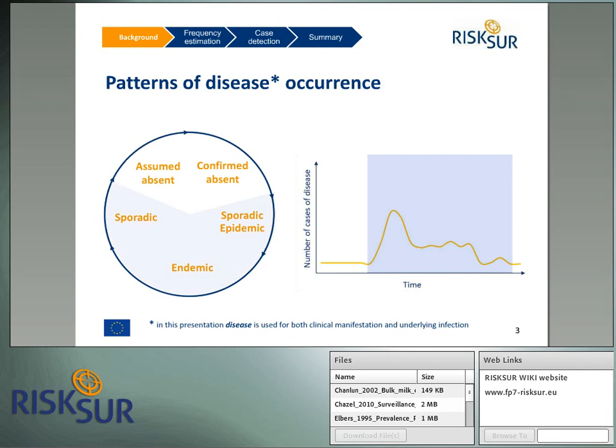Before going ahead with this lecture, I wish to state a disclaimer about the term disease. Strictly speaking, disease refers to the clinical manifestation of some infection, infestation, or health condition. However, for the sake of simplicity, along this presentation, I will use the term disease to imply both clinical manifestation and underlying infections or conditions.